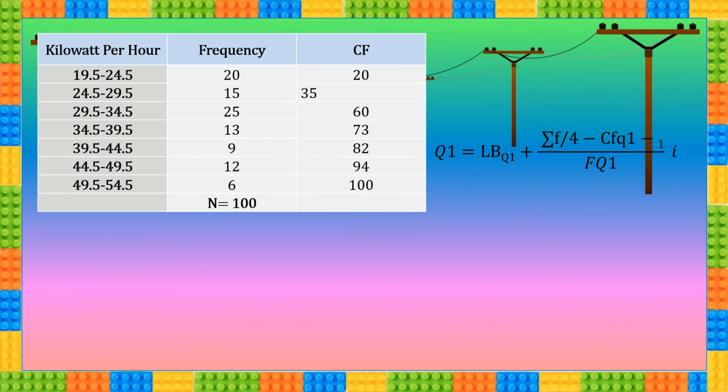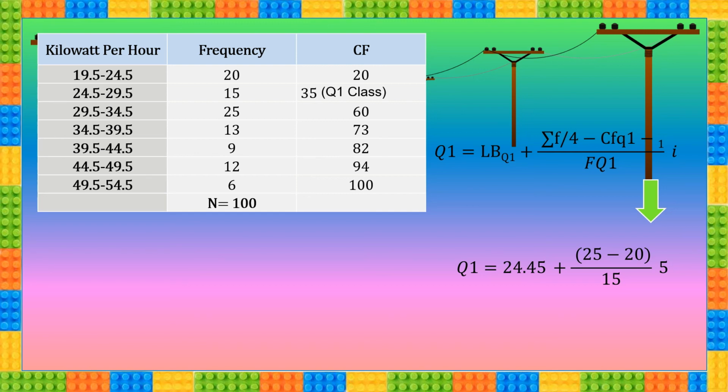We can see that 25 is included in 35. We will use this as our quartile class. So 24.5 to 29.5 will be the quartile 1 class interval. Then substitute the cumulative frequency before 35, which is 20, into CF1 minus 1. Next, we're gonna solve for the interval by subtracting the upper limit and lower limit of any class interval.